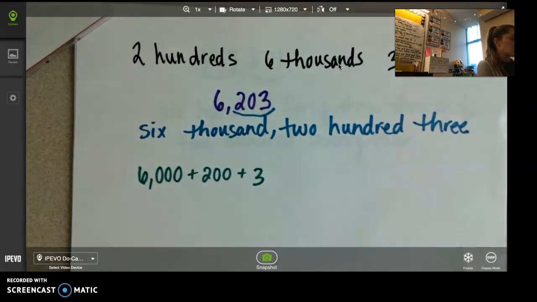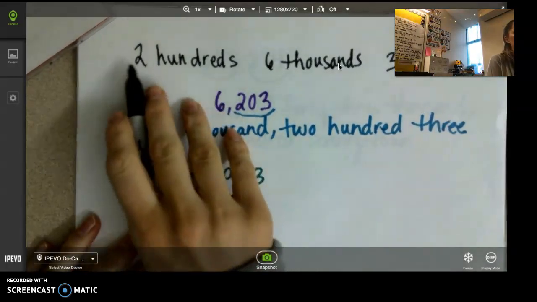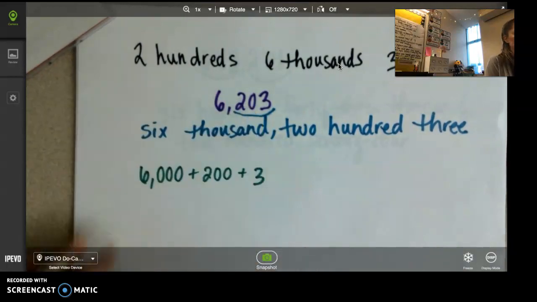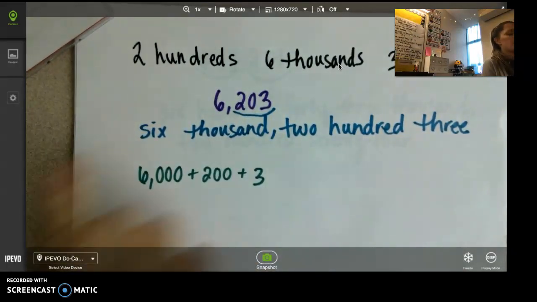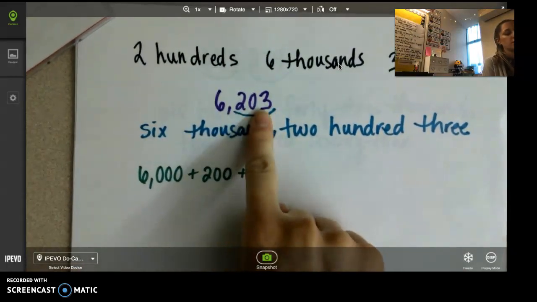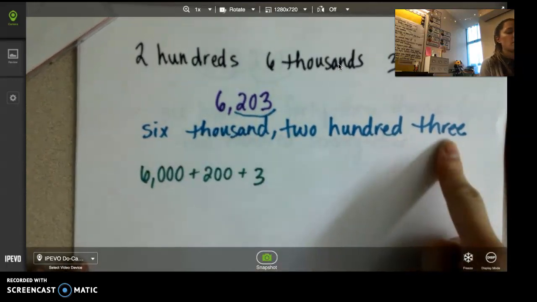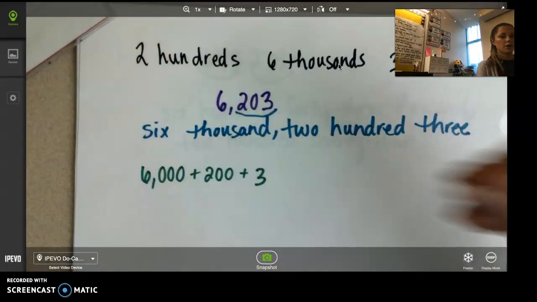All right, so there you have it. We have unit form here, digit and the place value. Standard form here, just plain old numbers. Word form, all in words, and expanded form, all expanded.